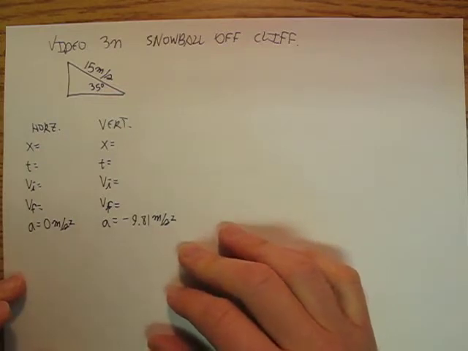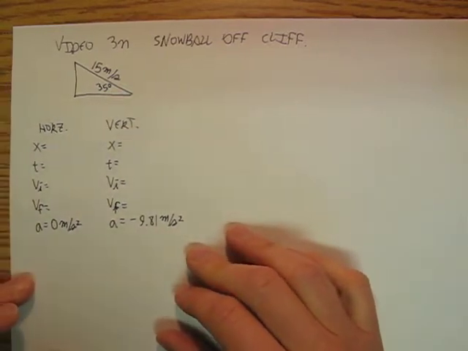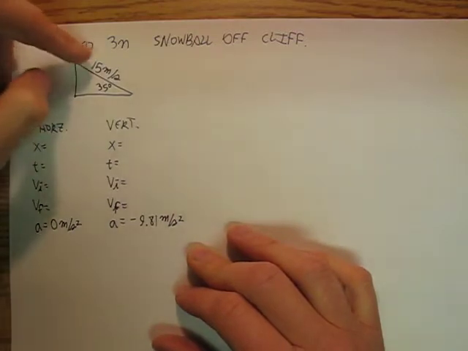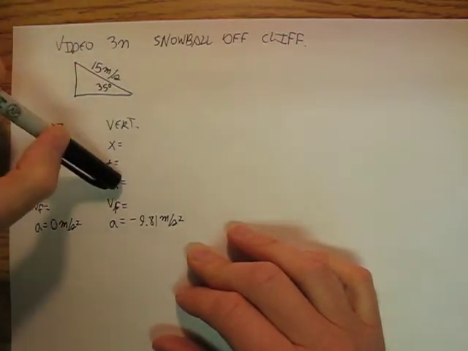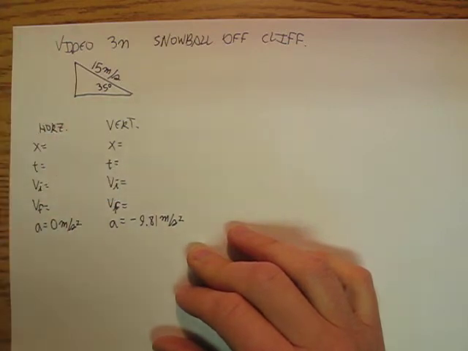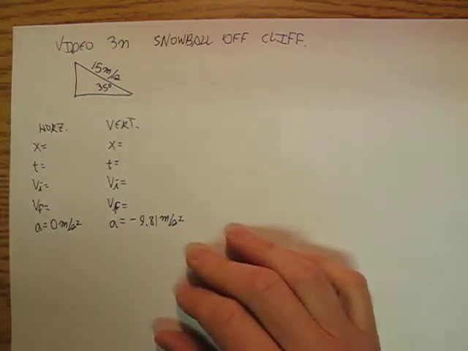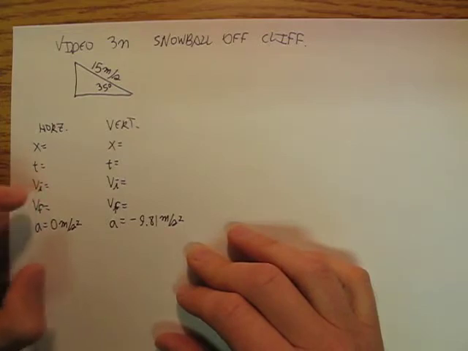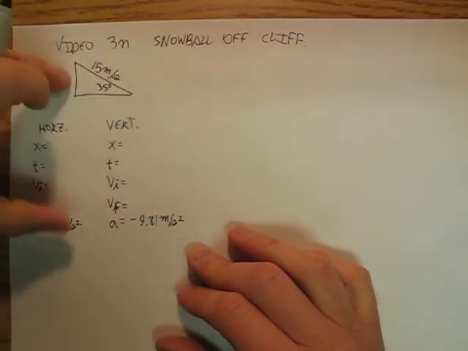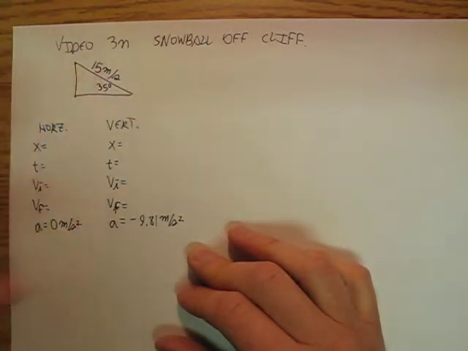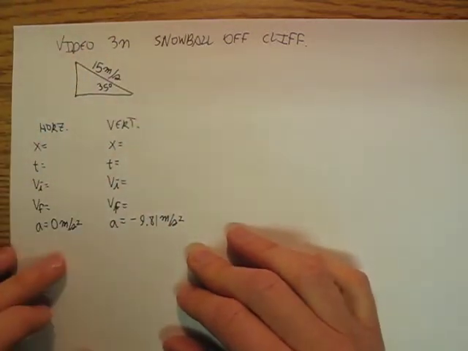And what else do I know? Well, where do I plug in this 15 meters per second? Do I plug it in here or do I plug it in there? The answer is I don't plug it in either of those places. What I need to know is I need to figure this out using trigonometry. I need to find the two sides of that triangle using trigonometry.